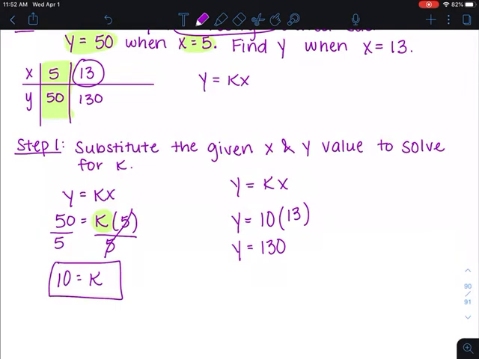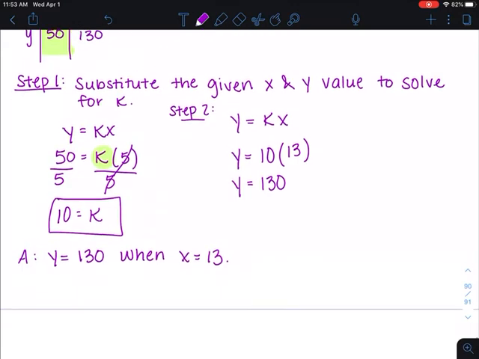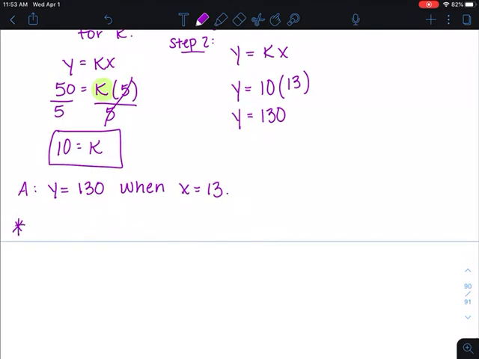So the question says find y when x is 13. So to answer that question, your final answer, this is step 2 by the way, would be y equals 130 when x is 13. So you want to make sure you answer the question and tell them what y is when x is 13. Because if you say y is equal to 130, it could be when x is 2 and when x is 5. It's only when x is 13 in this case. Okay. Now let's go to inverse variation.